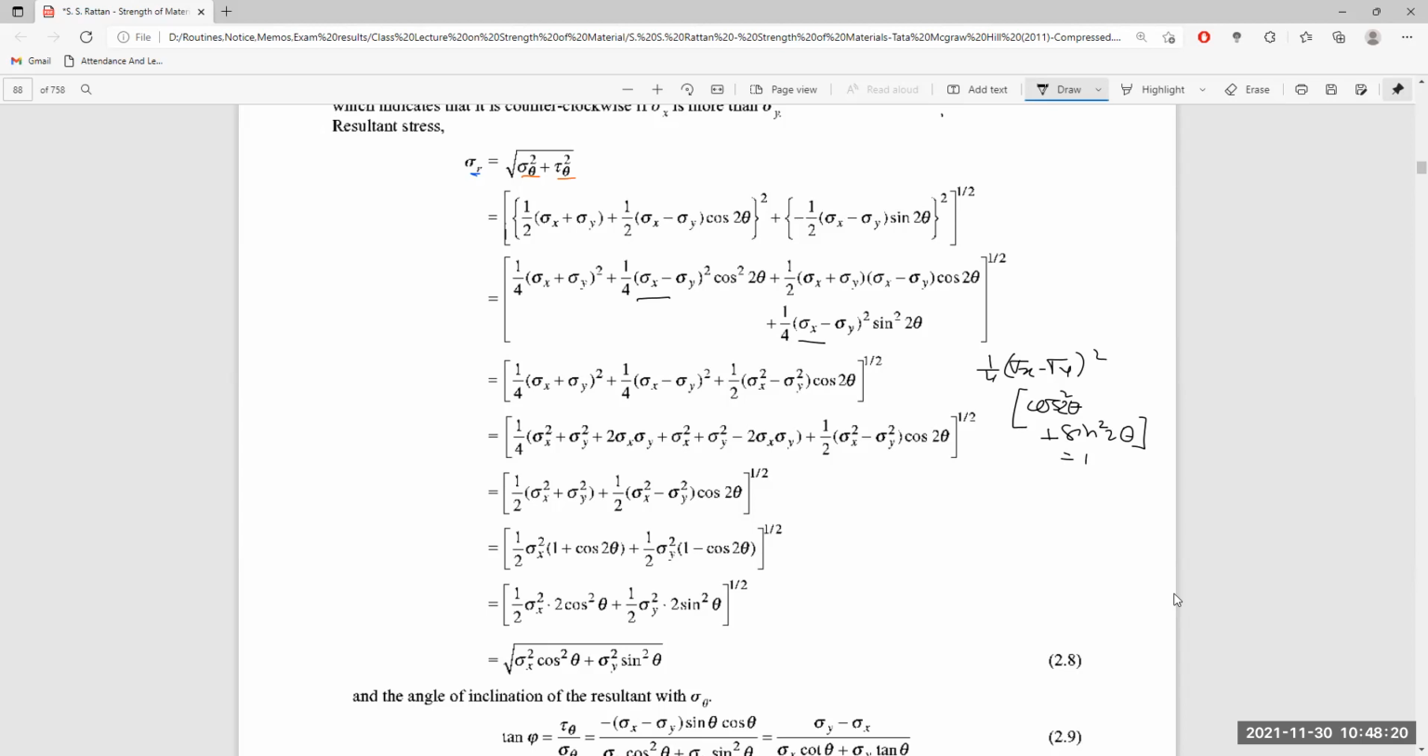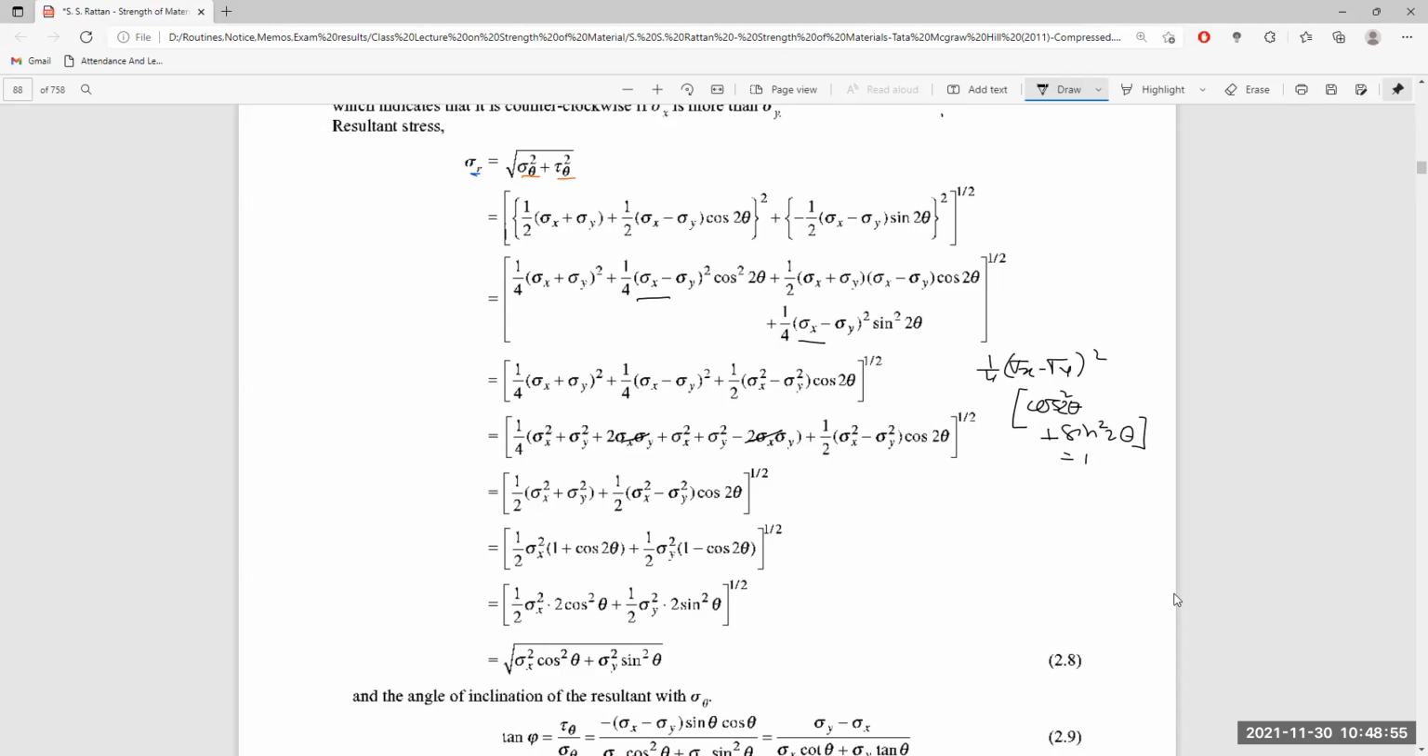Here, sigma x plus sigma y minus 2 sigma x sigma y plus half sigma x square minus half sigma y square multiplied by cos 2 theta, whole over the square root. So here this thing is cancelling each other, and this is 2 into sigma x square and this is 2 into sigma y square, and these two altogether give half sigma x square plus half sigma y square, and this remains as it is, half sigma x square minus sigma y square into cos 2 theta.